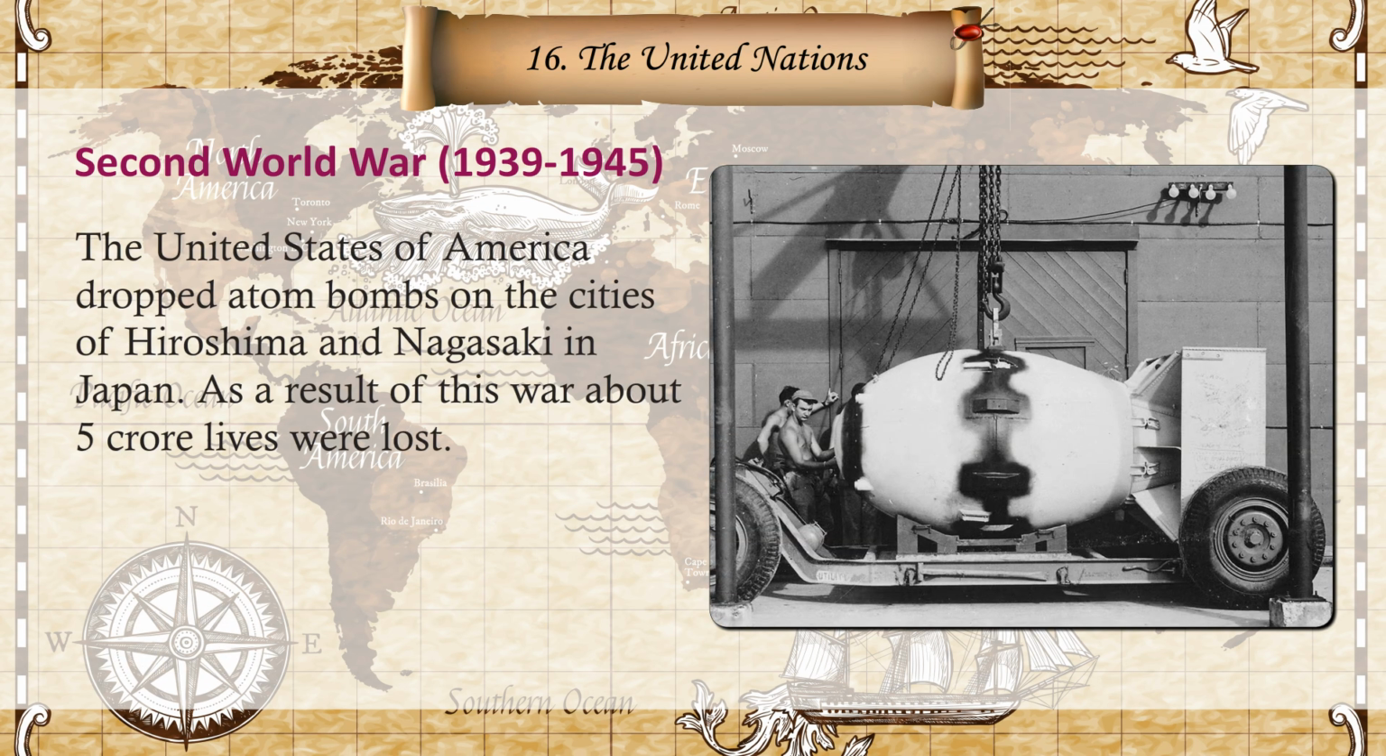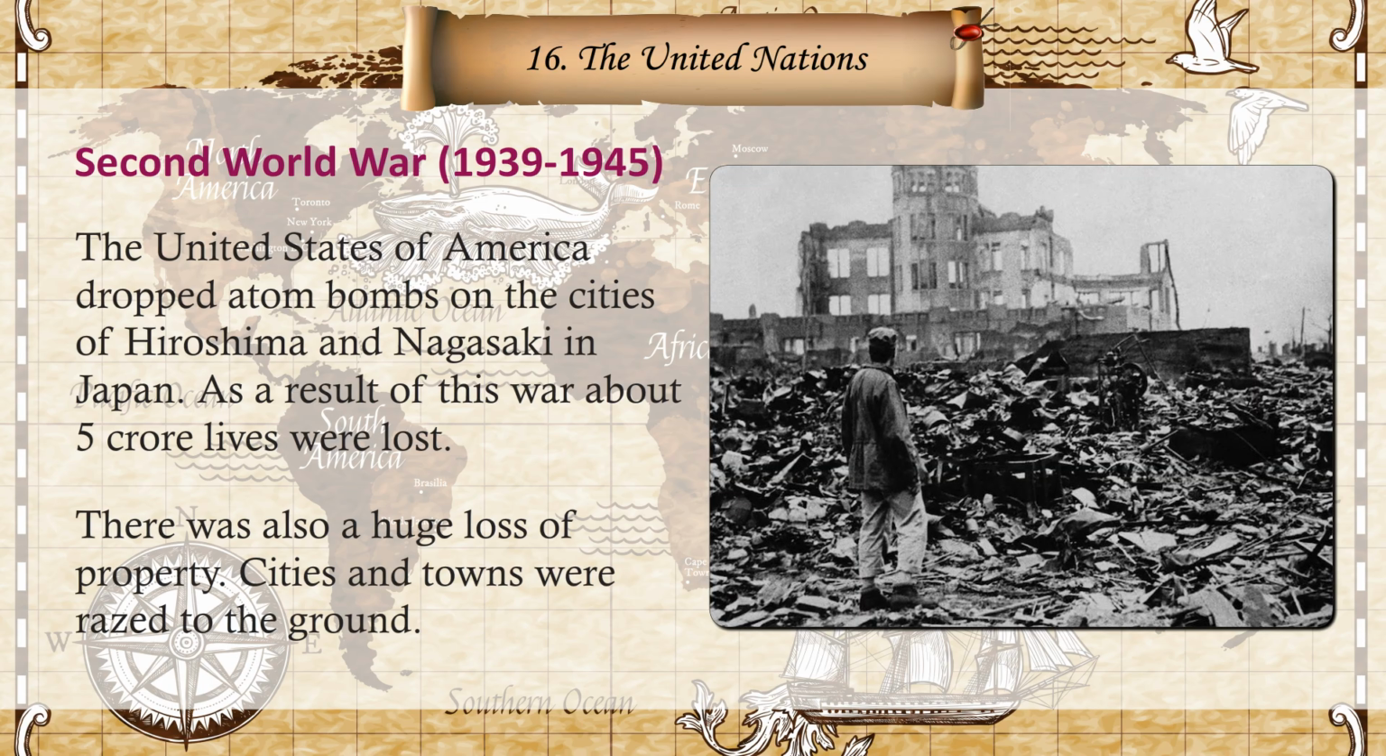The United States of America dropped atom bombs on the cities of Hiroshima and Nagasaki in Japan. As a result of this war, about 5 crore lives were lost. There was also a huge loss of property. Cities and towns were razed to the ground.